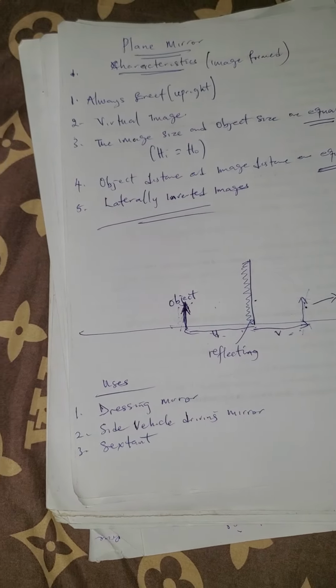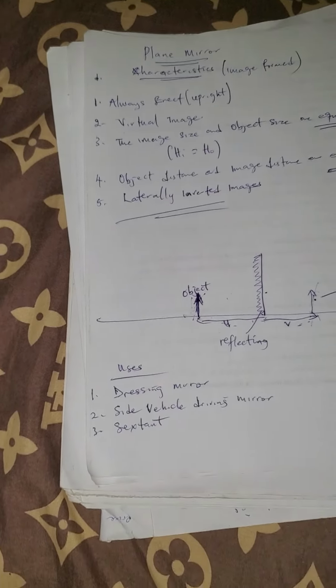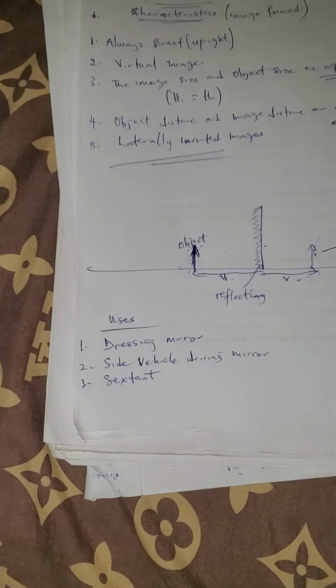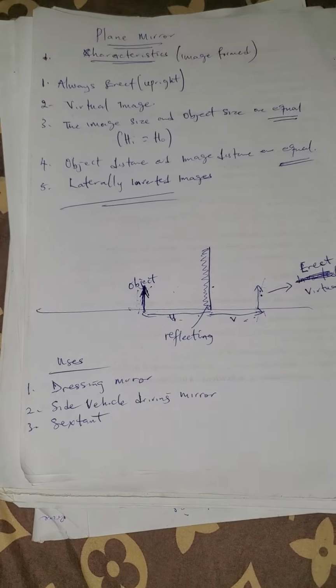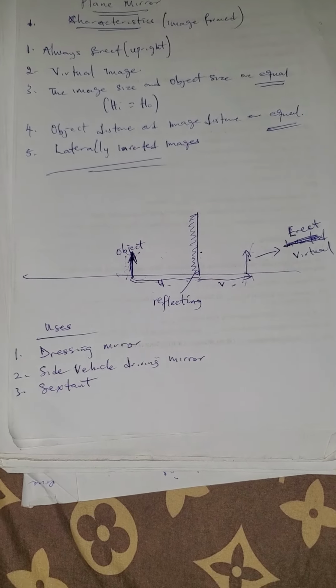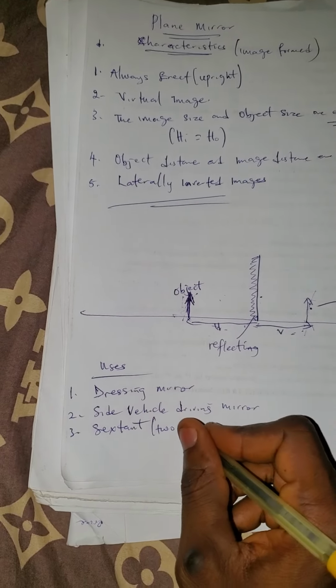Now, a sextant is just an instrument for finding the angle of elevation of the sun. That is the meaning of sextant. So it is an instrument used for finding the angle of elevation of the sun. And this sextant uses two mirrors.